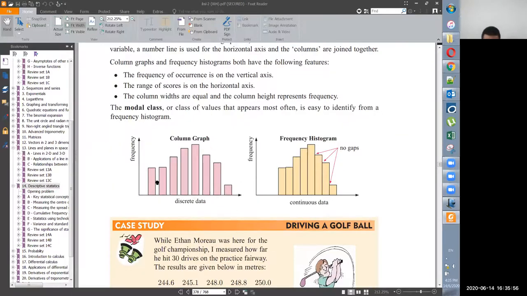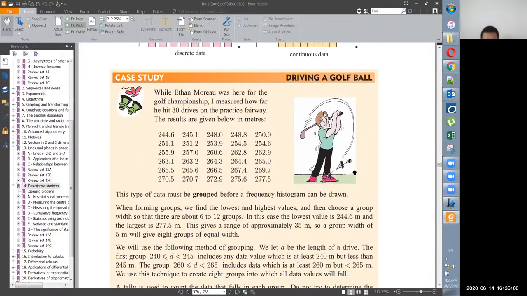So we have learned how to use a column graph, and this is a frequency histogram. Column graph is for discrete data, and for continuous data we need to use a frequency histogram. So now, case study.